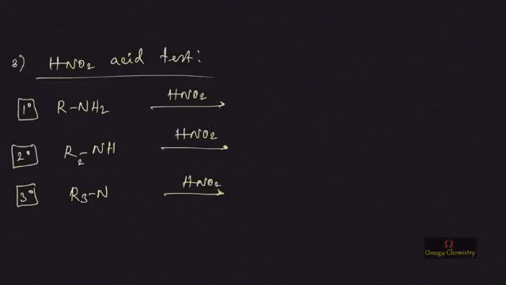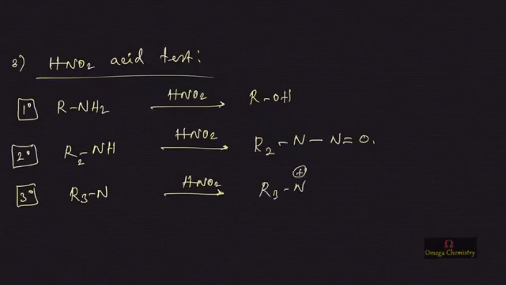The third test for amines is the nitrous acid test. When primary amines are treated with nitrous acid at room temperature, we will get the corresponding alcohols, whereas the secondary amines will give R2N-N=O, a nitroso compound which will look like a yellow oily substance, and tertiary amines will give salts only. So R3N plus HNO2, this is a salt I will be getting. Using this reaction, I can differentiate primary, secondary, and tertiary amines.